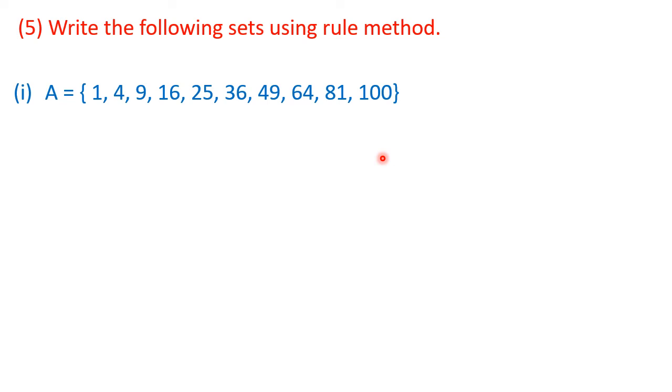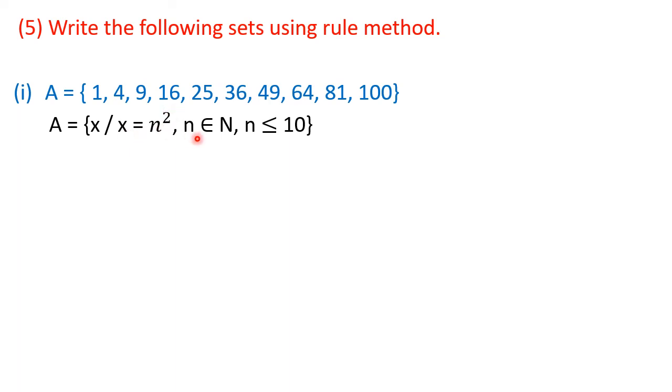Now we have to use our rule method. So how to do it? All of you know here. A, then you have to write down equal to sign, then put curly bracket, then you have to take x as a general element, then slash, and then we are going to write down the property or rule. Now here they are squares, so I am writing x is equal to n square.